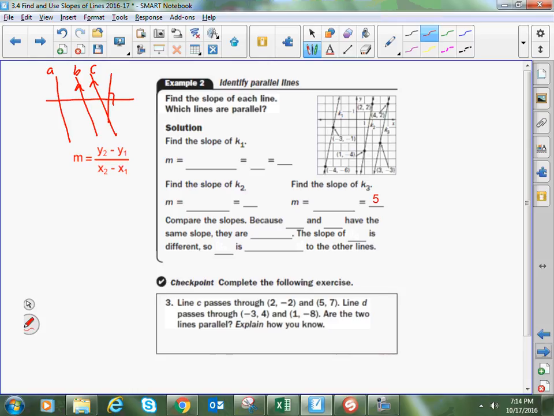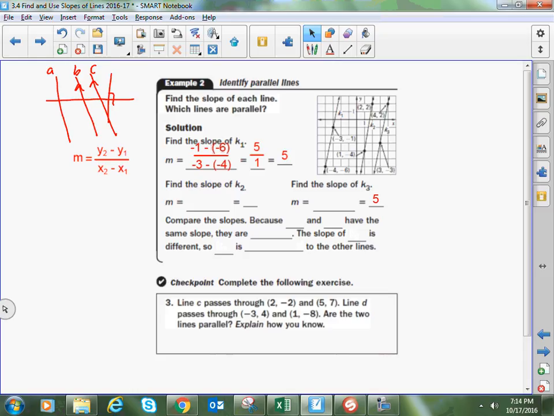Now here, none of the lines are marked that way, and that's fine, because they're giving us coordinates with which to work. We can figure out what their slopes are, and figure out what the slopes of those lines mean based on the postulates that we just saw. So here I'm finding the slope of line K sub 1. Maybe you want to think of that as line A if you want to, but we're going to find the slope of that one, plugging in the numbers.